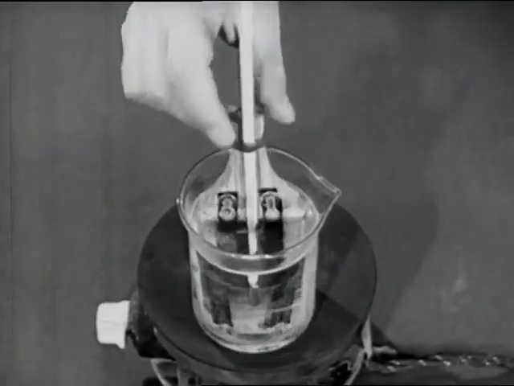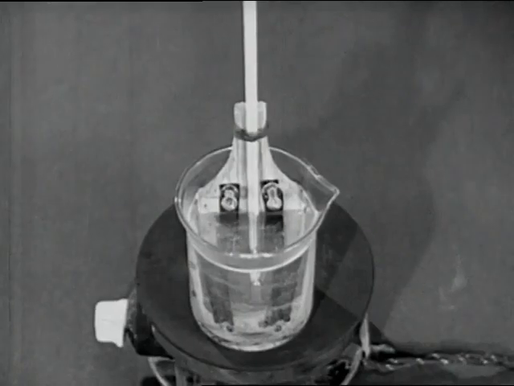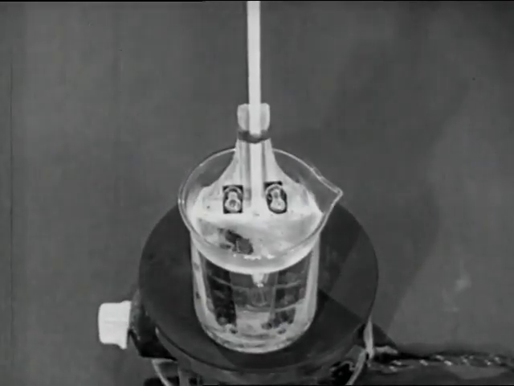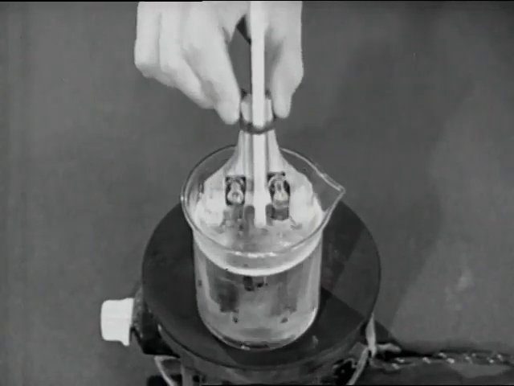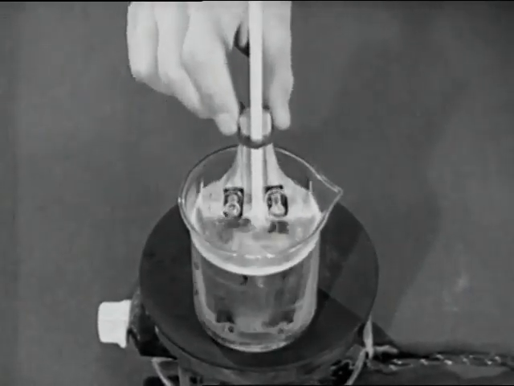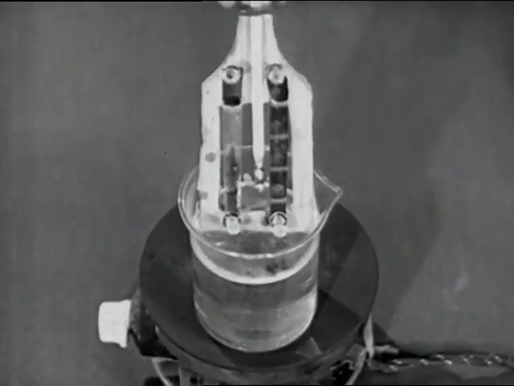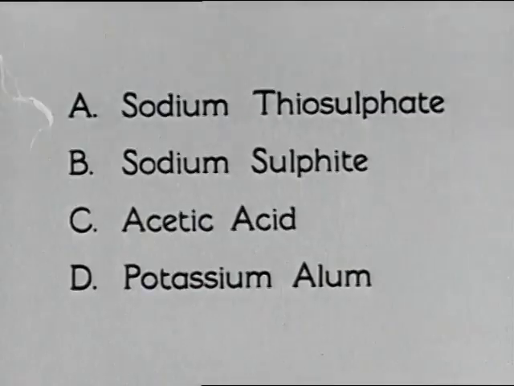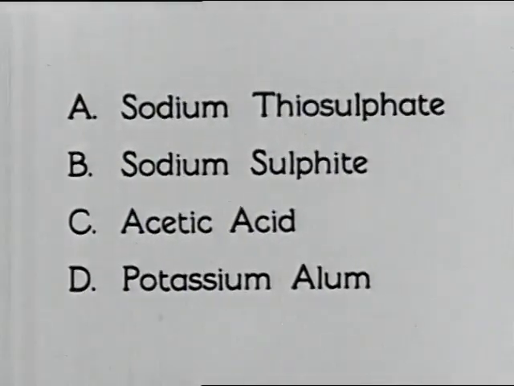One of the two strips of film on this wooden frame has been fixed in a plain hypo solution, whereas the other has been fixed in one containing potassium alum. As the water in the beaker is slowly heated, we note that the emulsion which has not been hardened melts away from the transparent film support, while the other remains attached. The ingredients of a fixing solution are therefore sodium thiosulfate, sodium sulfite, acetic acid, and potassium alum.